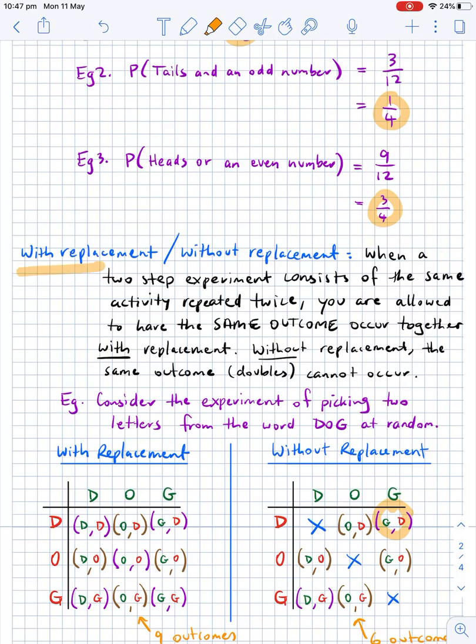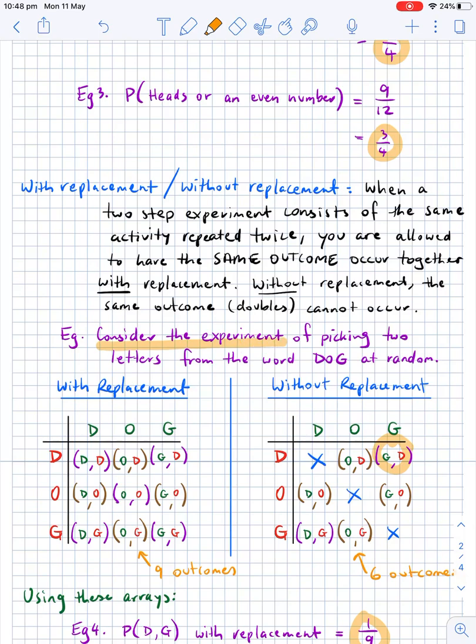So these two things are pretty much opposites of each other. With replacement means that you can get these things happening again, or like a double. And without replacement means that you can't have these doubles. You can't have the same thing occurring again in both parts of the experiment.